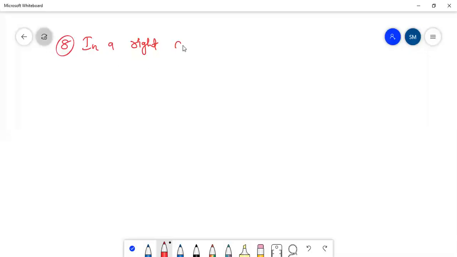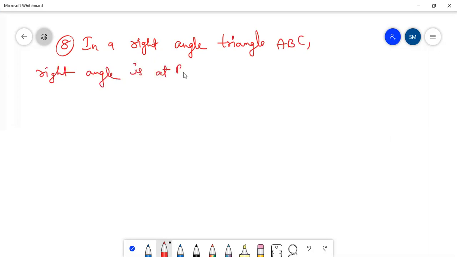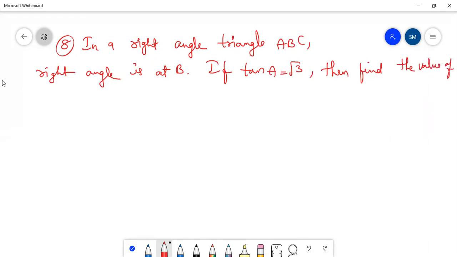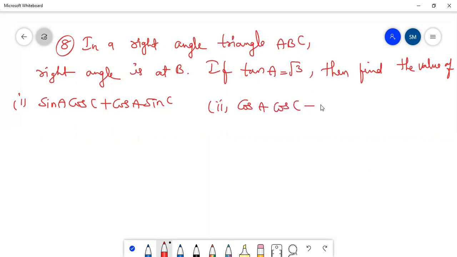Eighth one: in a right angle triangle ABC, right angle is at B, if tan A is equal to root 3, then find the value of the first one, sin A cos C plus cos A sin C. Second one, cos A cos C minus sin A sin C. Now we can draw the right angle triangle.